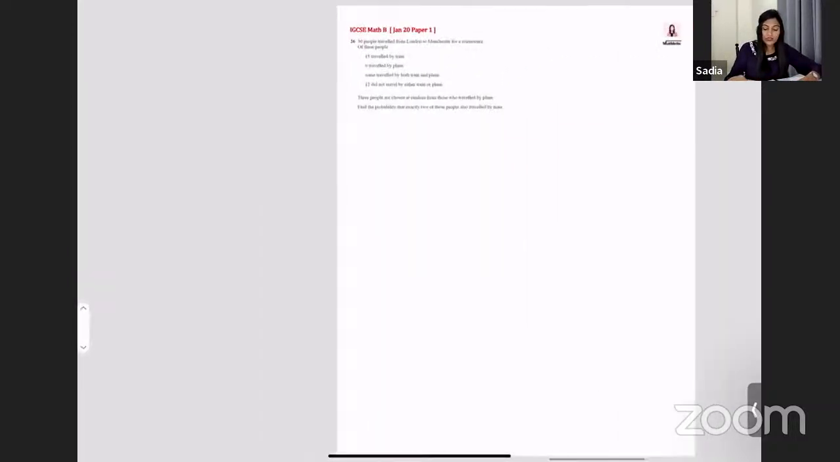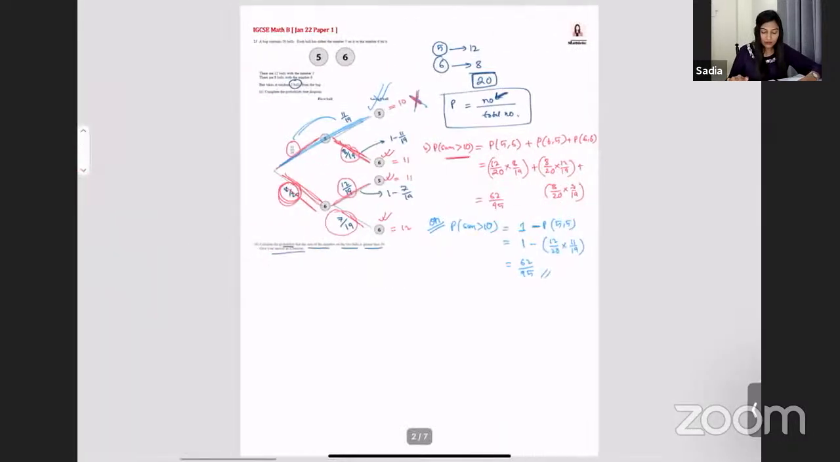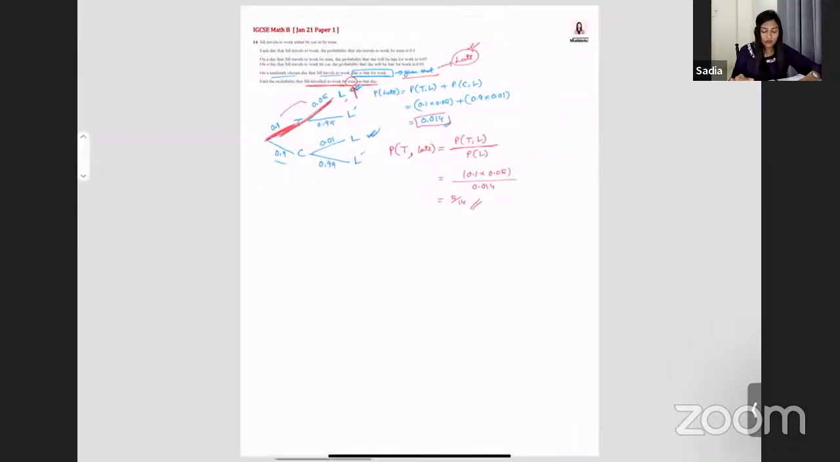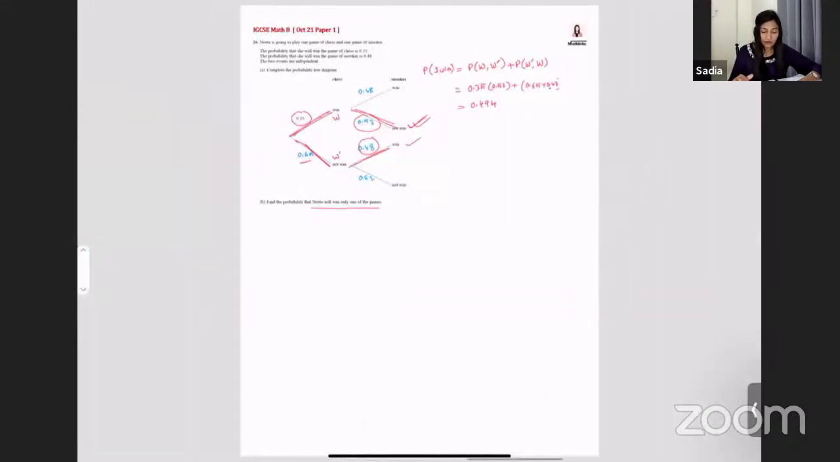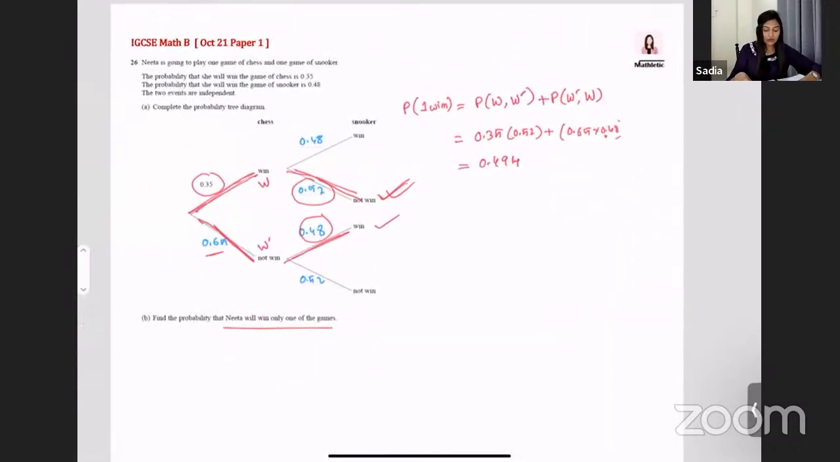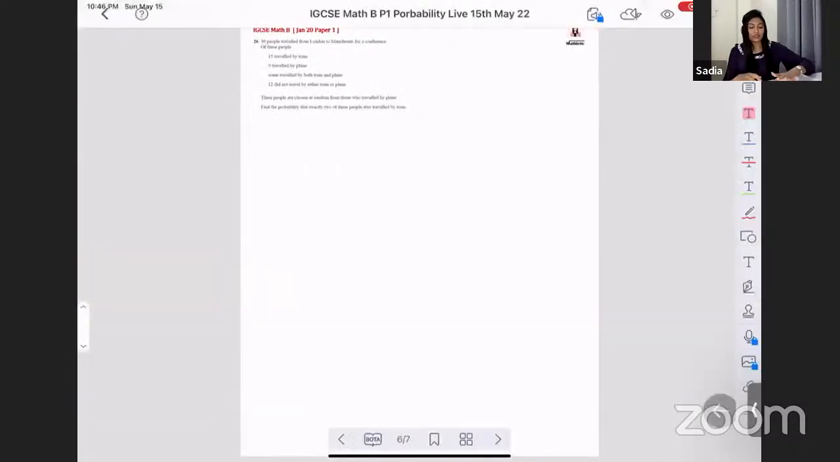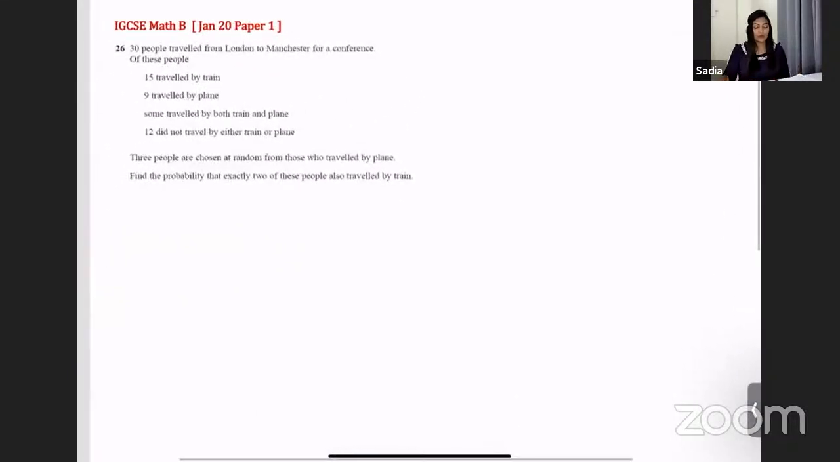Next, so we are done with year 2021. Okay, so this is from Jan 22. Then we solved Jan 21 and Jan 21 art paper. Next, it's October 21. Now we are left with only 2020 papers. So this is Jan 20 paper 1, number 26. Like I said, you can either use a tree diagram or a Venn diagram depending on the situation.